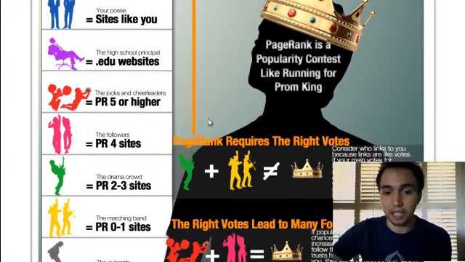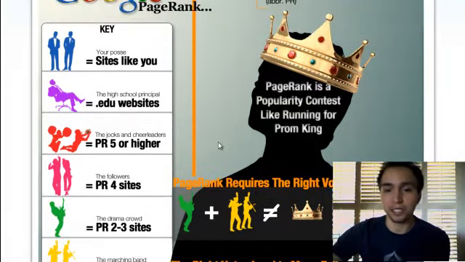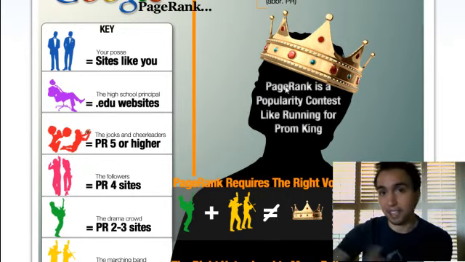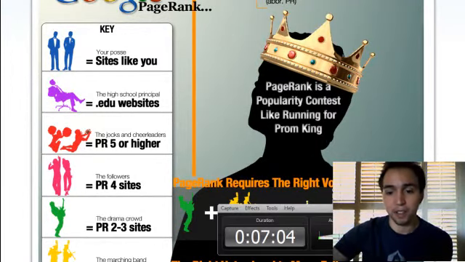I want to cover this illustration exactly as it is because I think it's perfect. So I'm just going to explain each point. The first thing you have to do is assume, let's go with this example, PageRank going from 0 to 10, with 10 being the highest. Let's assume it's a popularity contest. I like this example.